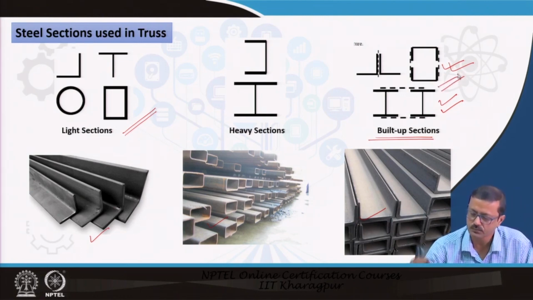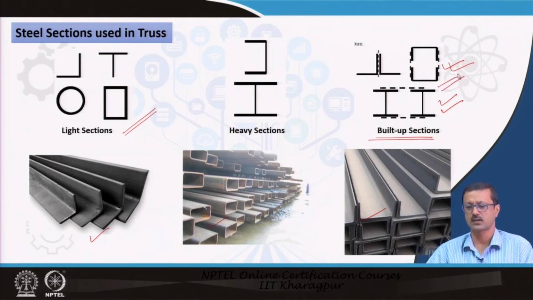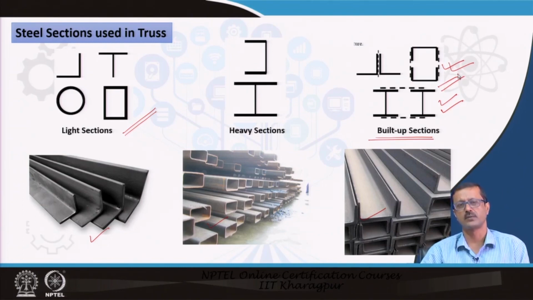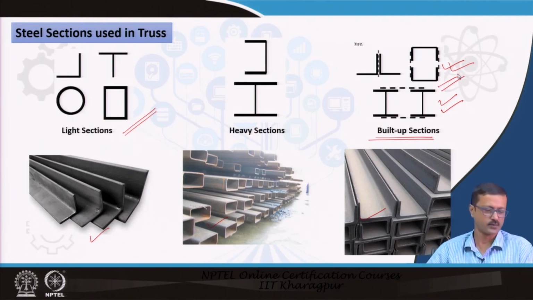The 2 angle sections converted to a box are used many times in auditoriums and similar buildings. But the last one, the third one, those heavy sections are used for railway bridges or those kinds of trusses.